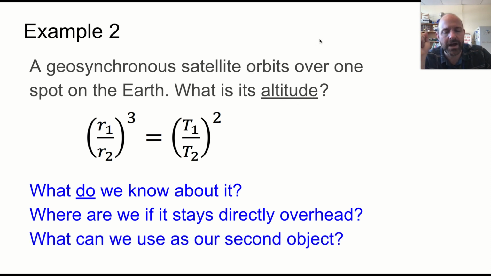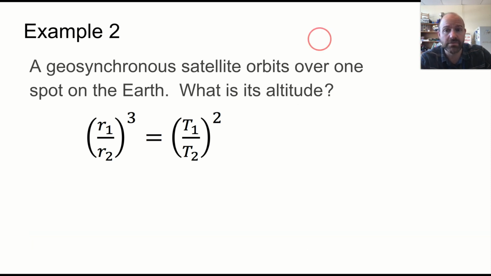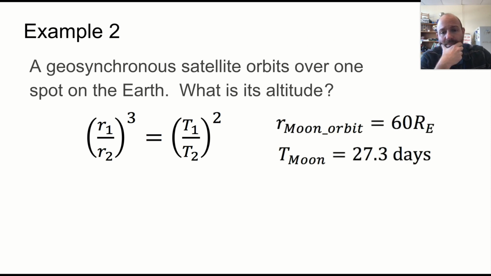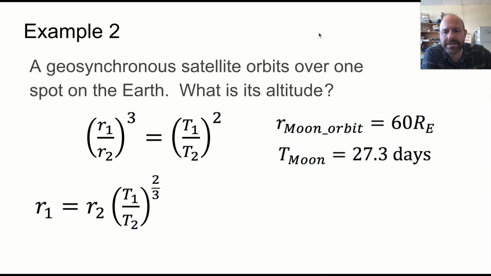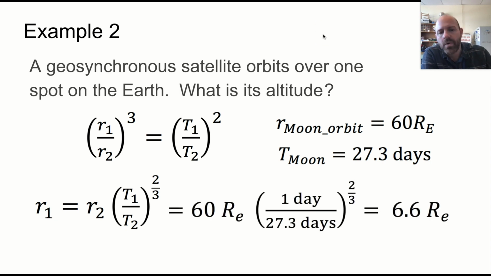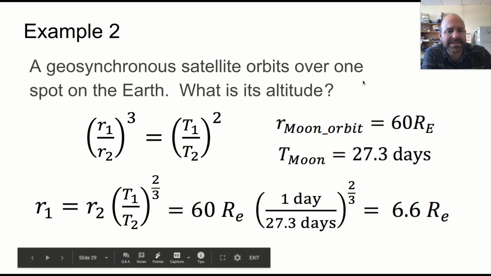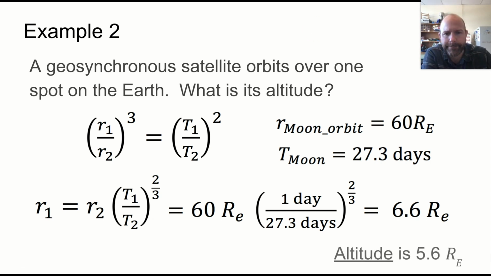And we can use our second object as, say, the moon, because we know about the moon. It's also orbiting. So we can find its orbital radius by using that relationship. 1 day to go around for the geosynchronous orbit, 27.3 days for the moon. And then we have that factor. We have 60 Earth radii for the moon. We find out that it's 6.6 Earth radii for this geosynchronous satellite. And if it is a distance from the center of the Earth of 6.6 Earth radii, that means it is 5.6 Earth radii, one less, above the surface of the Earth.